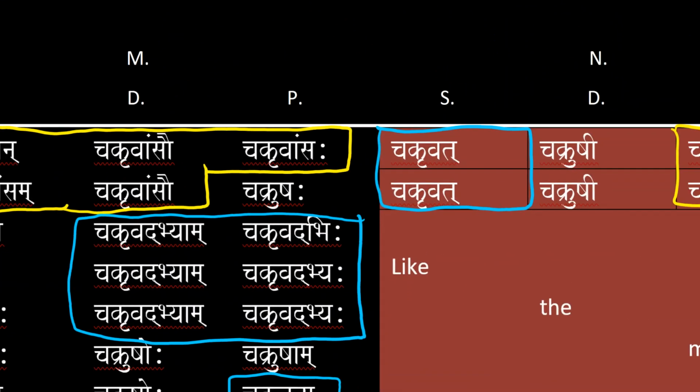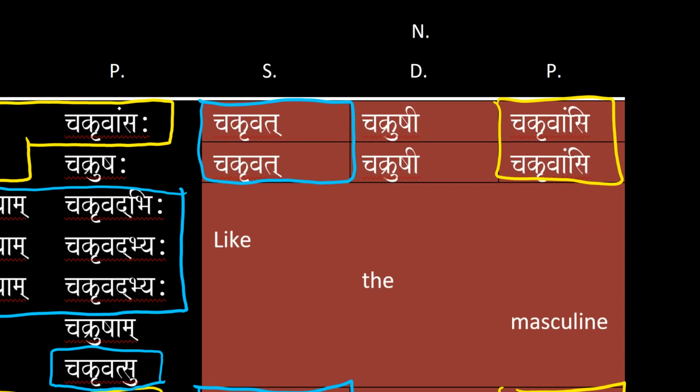Now for the neuter declensions. For singular, dual, and plural, for singular, we are in the middle stem. For the dual, we're in the weak stem. For the plural, we're in the strong stem. For nominative, singular, dual, and plural respectively, we have chakrivat, chakrushi, and chakrivansi. Then, for singular, dual, and plural, for accusative, we have chakrivat, chakrushi for dual, so that's the weak stem, and then for plural, for the strong stem, we have chakrivansi.